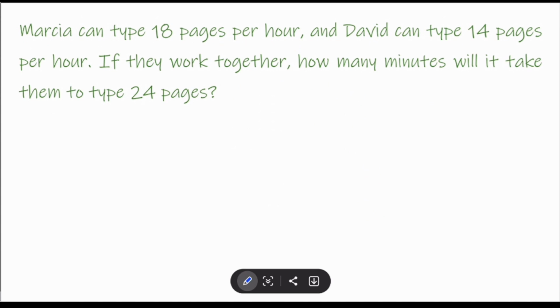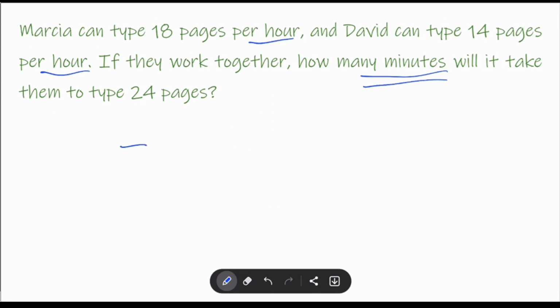Now let's solve this next problem. Marcia can type 18 pages per hour, and David can type 14 pages per hour. If they work together, how many minutes will it take them to type 24 pages? Now we have to remember that it's asking for the minutes, and the given is in hours. We're going to solve first in hours and then just convert it into minutes. So the work problem is in this setup. We make two fractions, and the right side will be how many jobs there are: 24 pages to do. So we put 24.